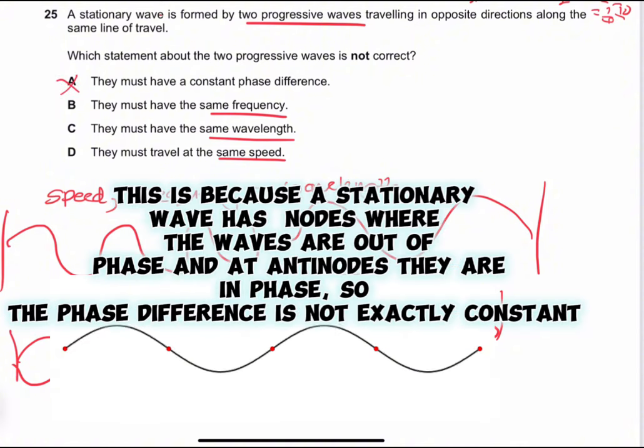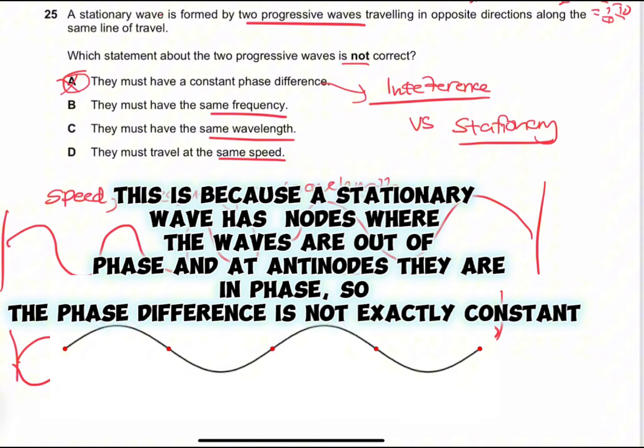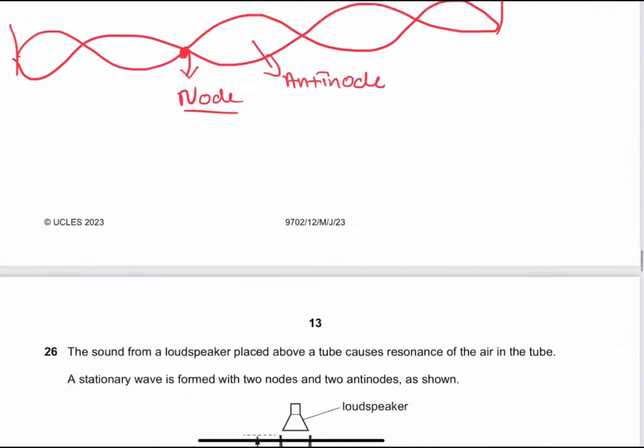Why? Because a constant phase difference is a condition only for interference. So we only worry about a constant phase difference when we're talking about interference, but interference is very different from the formation of a stationary wave. You need to understand that the conditions we need for interference are different from the conditions we need to form a stationary wave. So the answer becomes A. This is not correct.